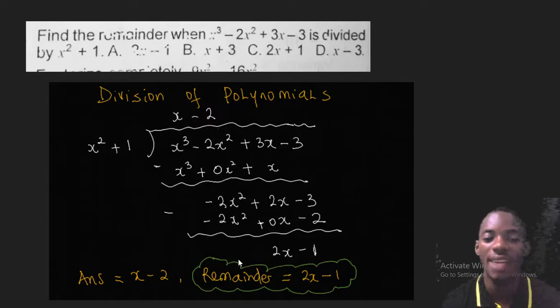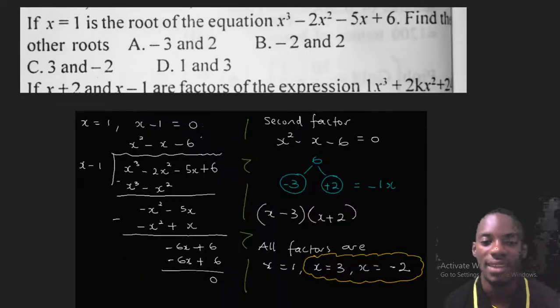So my remainder is what they ask. Now this is the answer on top. The answer is s minus 2 on top, but the remainder is 2x minus 1. And the question says find the remainder, not the answer. So the remainder is 2x minus 1, giving me A as the correct answer to that polynomial.